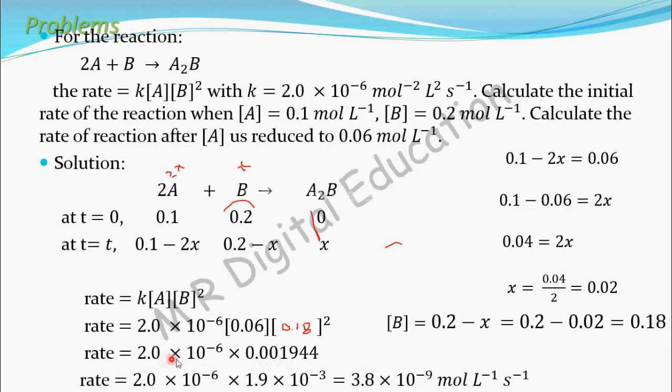Then when you simplify 2 into 10 to the power minus 6, I will write this in terms of power of 10. That is 1.9 into 10 to the power minus 3. When you simplify this, you will get 3.8 into 10 to the power minus 9 mole per liter per second. So the rate of the reaction after concentration of A is reduced to 0.06 mole per liter is 3.8 into 10 to the power minus 9 mole per liter per second.